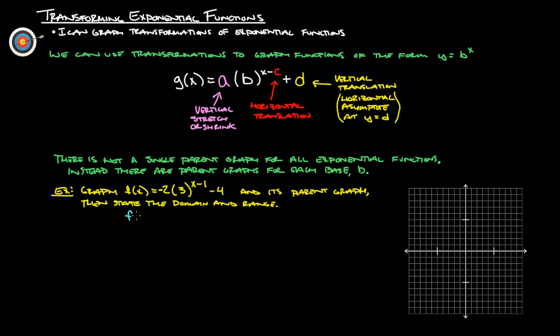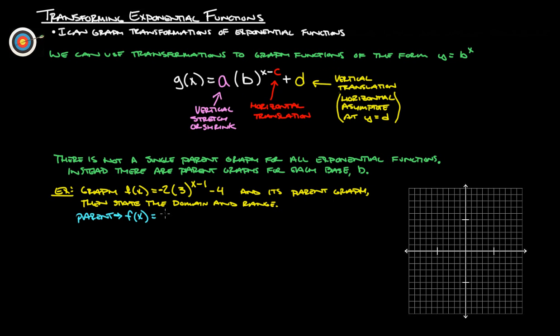Domain and range. So parent graph. The idea behind a parent graph is, what does this graph start from before it starts shifting? That's what a parent graph is called. Okay, so our parent graph is just going to be, we're getting rid of the a, the c, and the d. It's basically just y equals whatever our base is to the x.